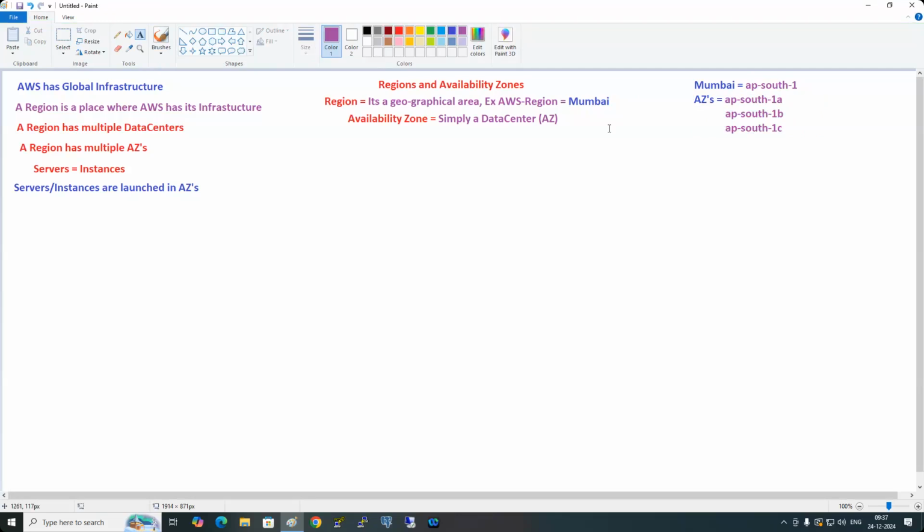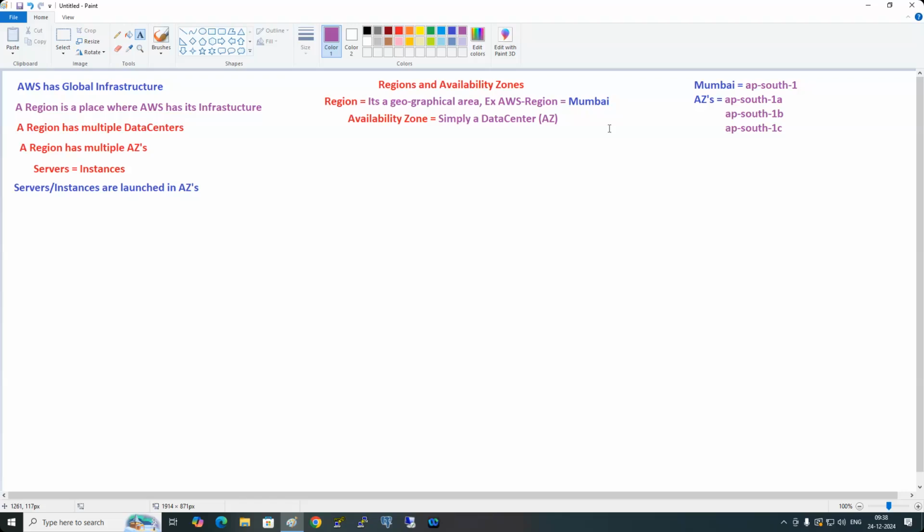Okay, let me revise what we have learned here. What is today's topic? Regions and availability zones. What is a region? Geographical area is a normal answer, but you are my students, so what should you say? A region is a place where AWS has its infrastructure.